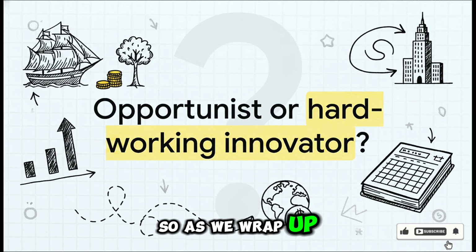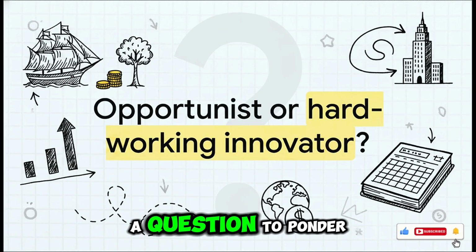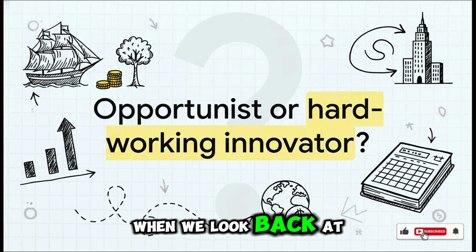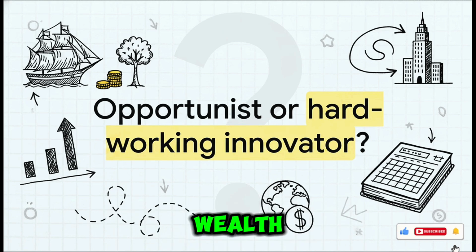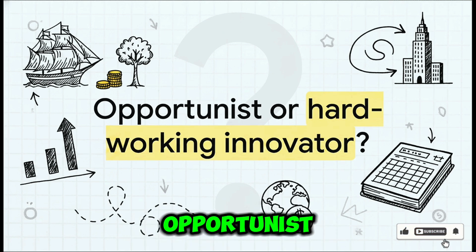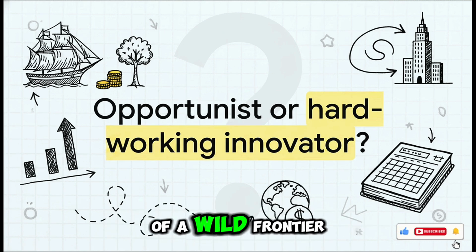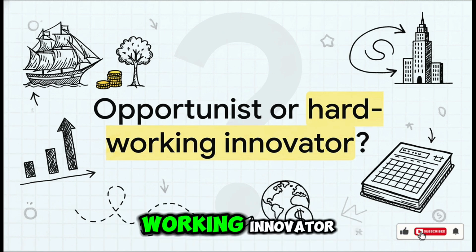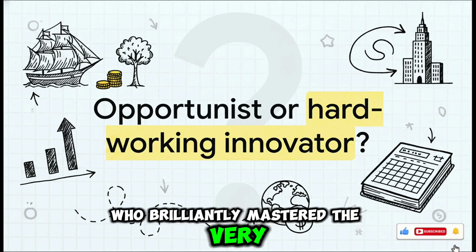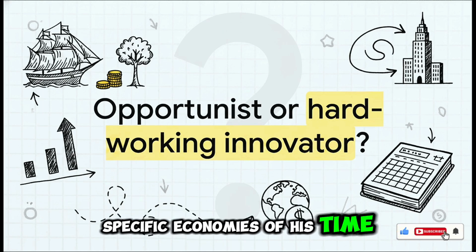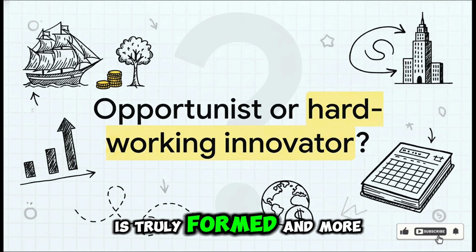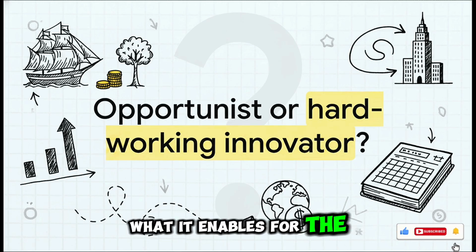So, as we wrap up this explainer, I want to leave you with a question to ponder. When we look back at these early architects of generational wealth, how should we actually view them? Was Frederick Trump an uncompromising opportunist just exploiting the gray areas of a wild frontier? Or was he a hardworking innovator who brilliantly mastered the very specific economies of his time? Think about how initial capital is truly formed, and more importantly, what it enables for the generations that follow.